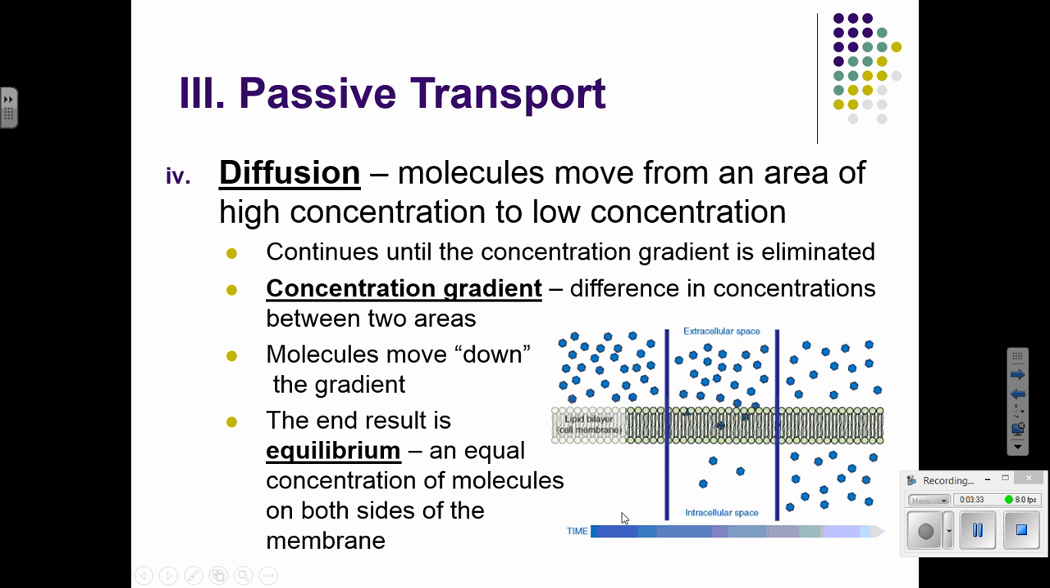It doesn't take any energy to do that, and they're going to keep moving until eventually they keep bumping into either a wall or a membrane or each other until they're evenly spaced. So you can kind of see that on this picture here to the right. The first picture is showing a really high concentration on one side of the membrane. They kind of fall through the membrane until they're evenly spaced on both sides. That's when we've achieved equilibrium. It's equal on both sides of that membrane, and homeostasis has now been achieved.